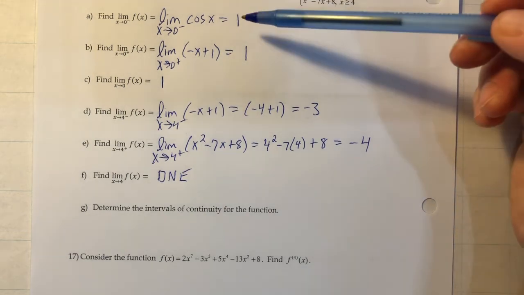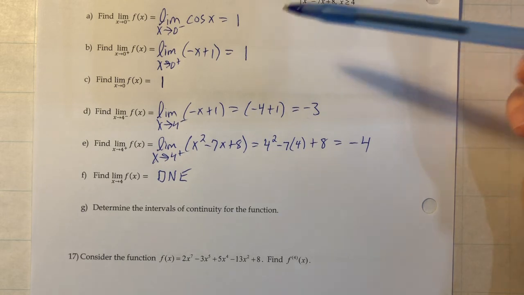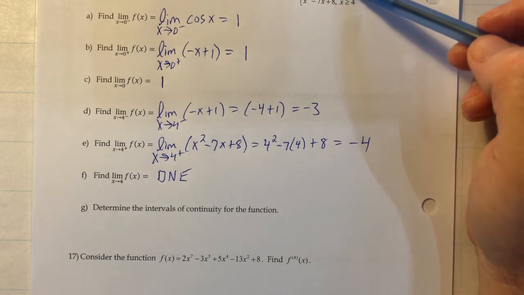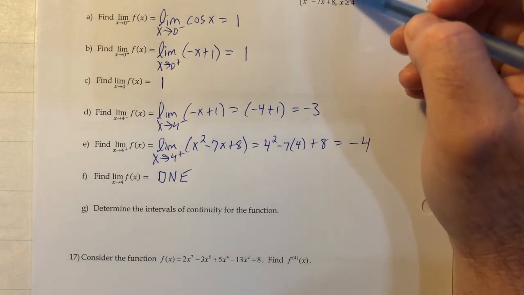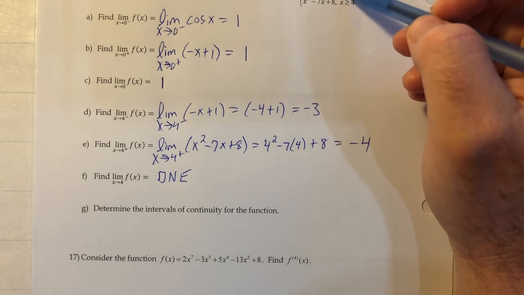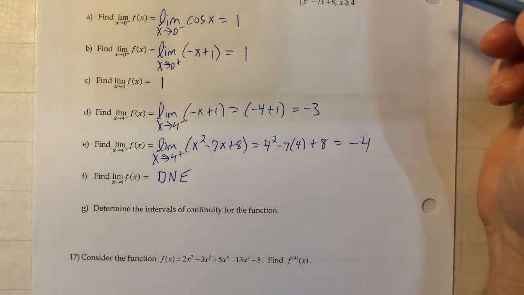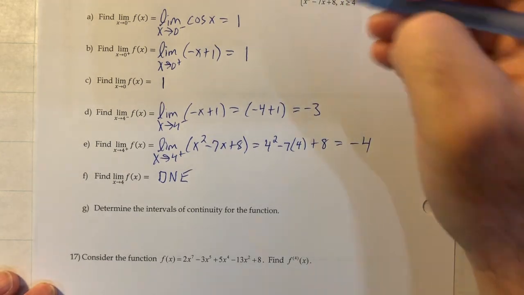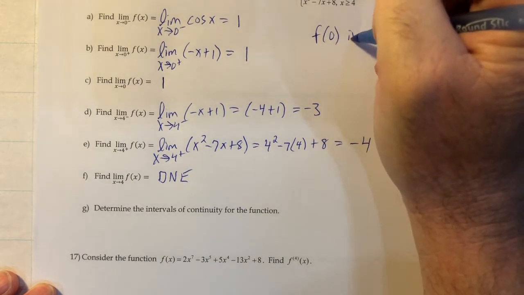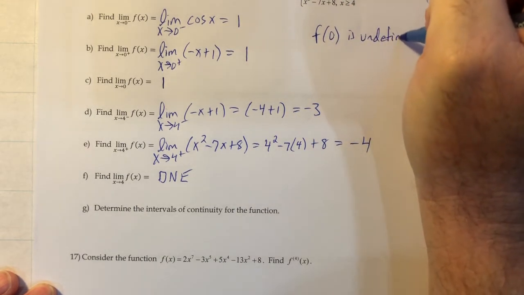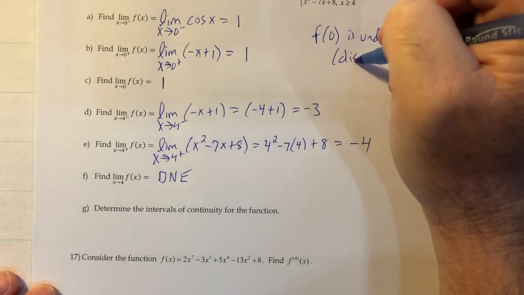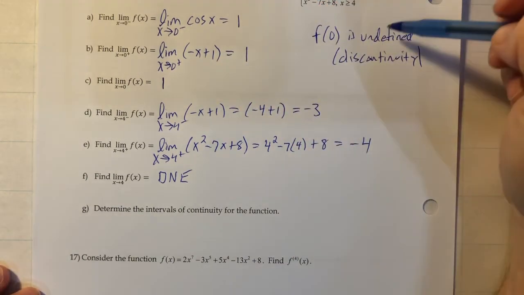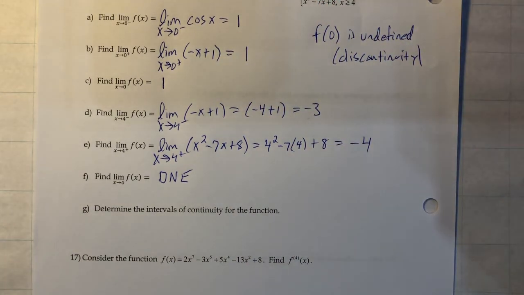But at 0, the limit from the left and the right are the same. Actually, I'd like to say it's equal to the value of the function, but looking at this more closely, notice that at 0, this is x less than 0 and this is x greater than 0. There is no definition for what the value of the function is at 0. So f of 0 is undefined, which means we have a discontinuity there. So that's tricky. Even though the limit exists, the function's not defined there, so we have a discontinuity.